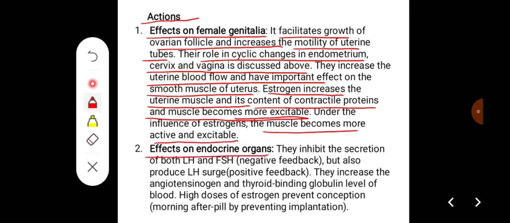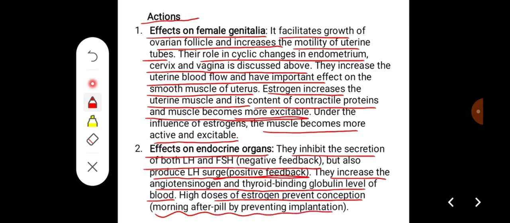The effect on the endocrine organs. They inhibit the secretion of both LH and FSH by negative feedback mechanism, but also produce an LH surge by positive feedback mechanism. They increase the angiotensin and the thyroid binding globulin levels of the blood, and high doses of estrogen prevent conception, which is seen in the morning after pill, which mainly prevents the implantation.